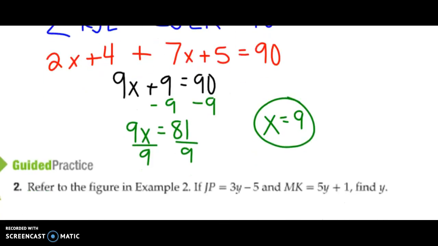Okay, so our guided practice says refer to the figure. If JP is 3y minus 5 and MK is 5y plus 1, find the value of y. And you'll do that right now.